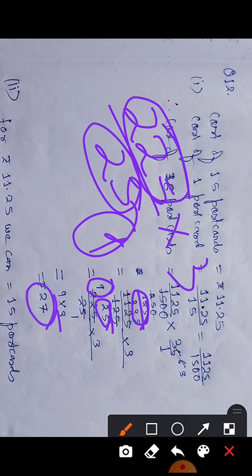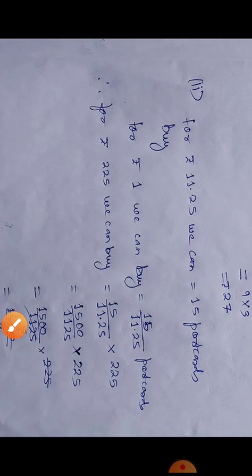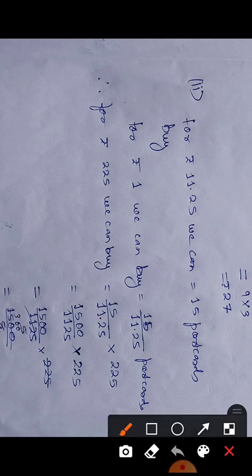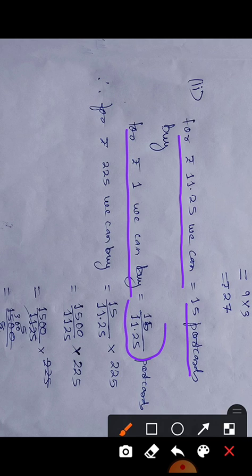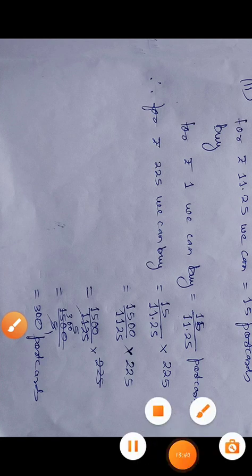Okay, so now let us check Roman number 2. In the Roman number 2, they asked us for rupees 225 how many postcards you can buy. First of all, we have to take out in 1 rupee how many postcards we can buy. So for 11.25 we can buy 15 postcards. So for 1 rupee we can buy 15 by 11.25 postcards. Therefore for rupees 225 you can buy 15 by 11.25 into 225. Now reduce them, or either you can divide directly.